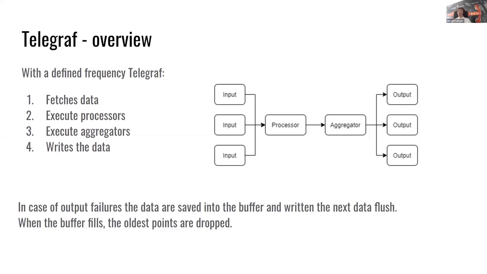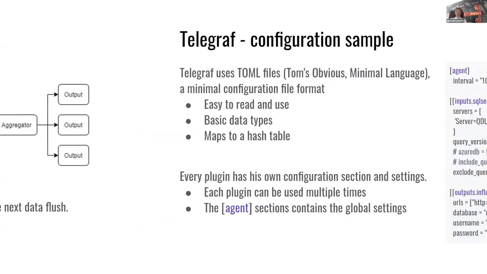If something goes wrong when trying to write the data to the output, the data are not lost, they are kept in a buffer, and the next time you try to flush your data to the outputs, the buffer will be sent too. So you can set a buffer big enough to keep maybe several minutes worth of data in it, and in this way compensate for some network problems or something like that. Of course, once the buffer fills, you will start losing some points. Once the buffer fills, the oldest points will be dropped, and you will start losing some data.